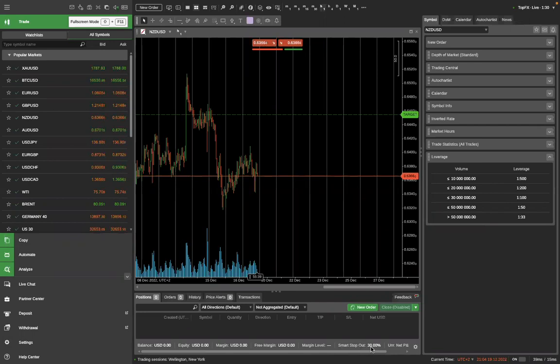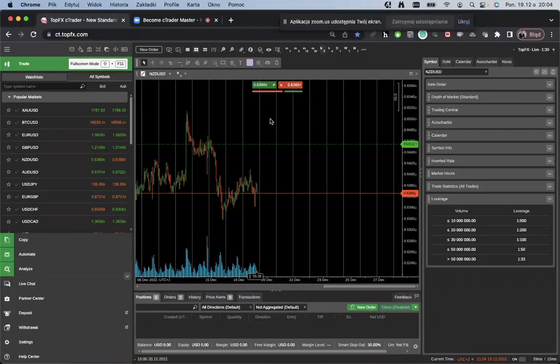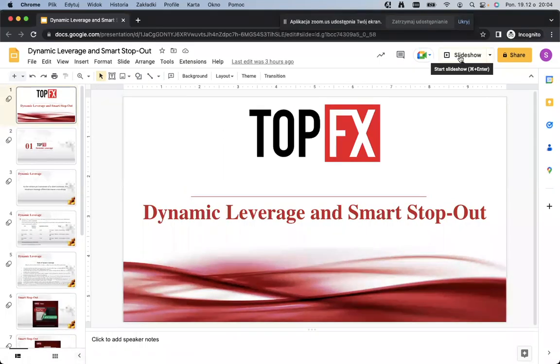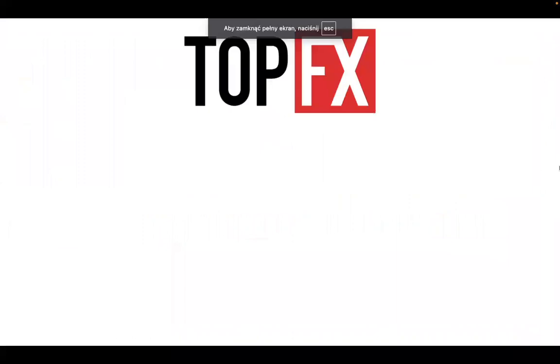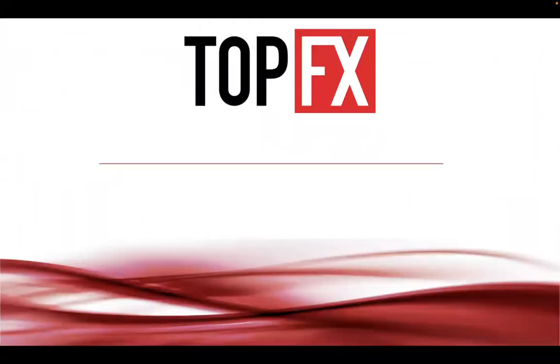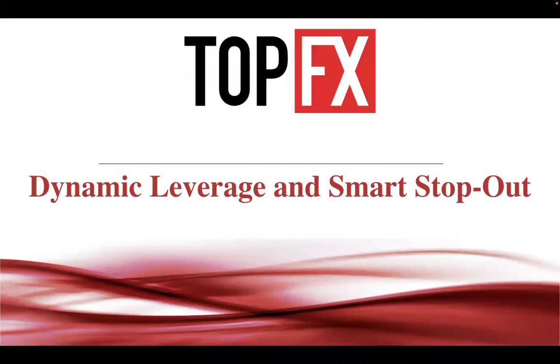And for today, I have prepared my presentation for you guys. So here it is. Let it be seen now on my screen. Dynamic leverage and smart stop out in cTrader. We are going to explain the dynamic leverage, how the dynamic leverage works, as well as how the margin used is calculated in cTrader.